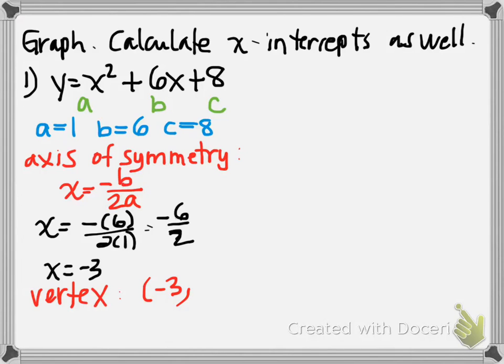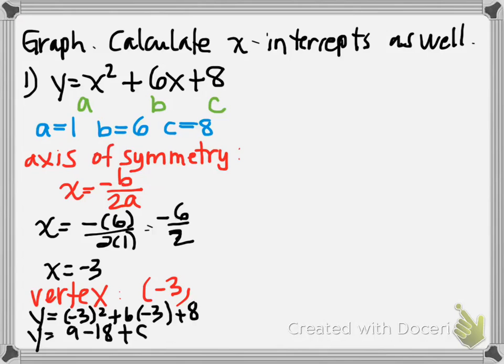Well, that's really simple to do. All I do is I substitute negative 3 back into the original equation and solve for y. So I'm going to get negative 3 squared plus 6 times negative 3 plus 8, which gives me 9 minus 18 plus 8, for a grand total of negative 1. So I'm going to take that value and plug it into the vertex coordinates.